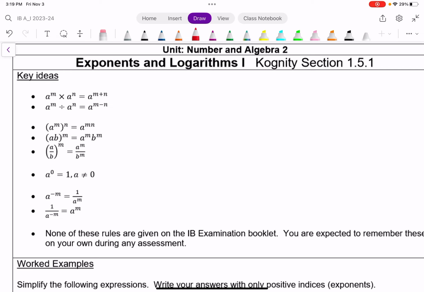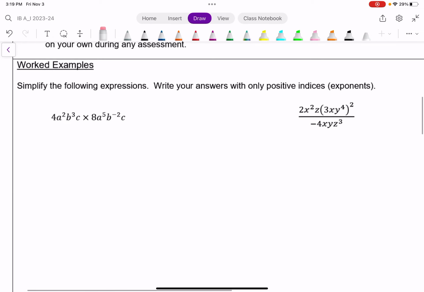Everything you see here should be review, like I mentioned before, but the key is don't expect these to be on an IB examination booklet. None of these would be on an IB examination booklet. So instead of thinking about these as formulas, we want to internalize the concepts here. Let's look at these two here, and I want to simplify these expressions.